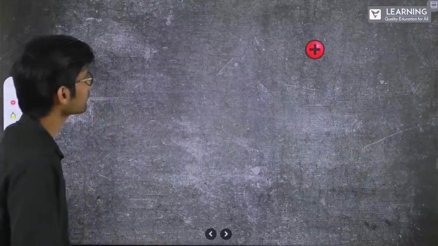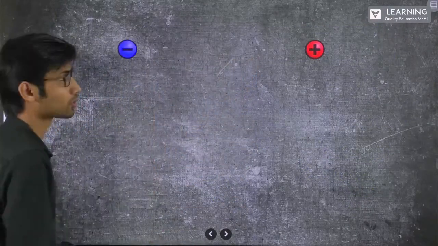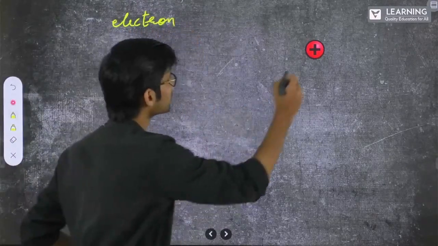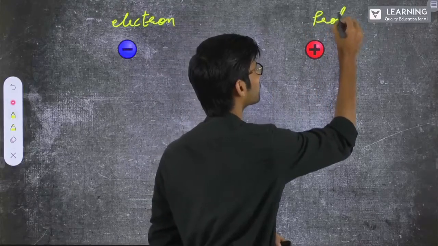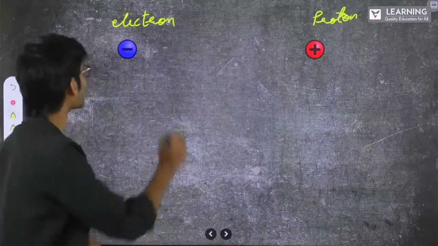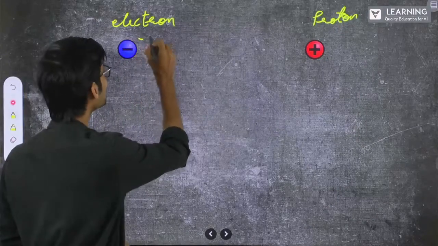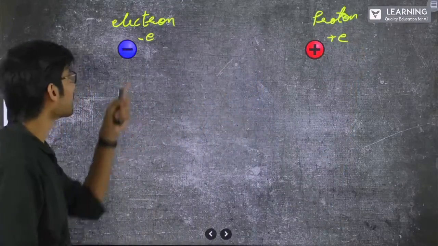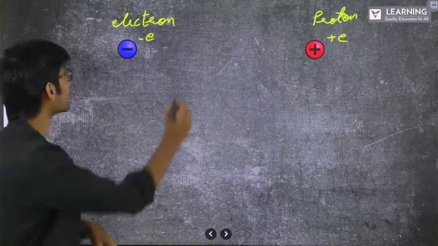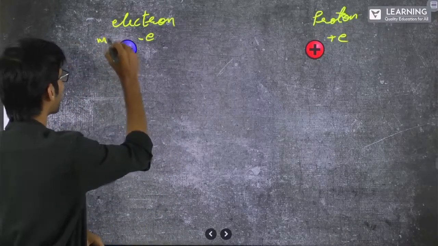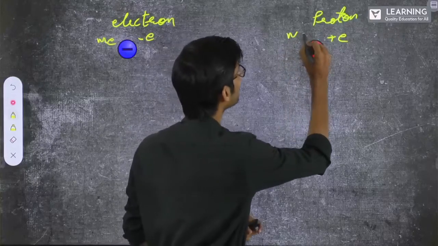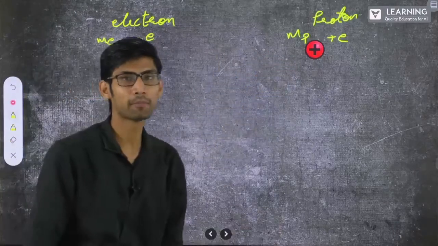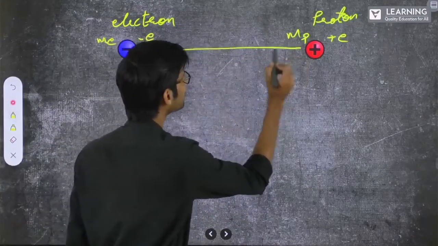First part. So now suppose there is a proton and there is an electron. This is an electron. This is a proton. I have just shown them with a positive and negative charge. So this is carrying a minus e charge and this is carrying a plus e charge. The mass of the electron, let's write Me. Mass of proton, Mp. Correct? So the charge is minus e, plus e and the mass is Me and Mp. And let's say the distance between them is r.